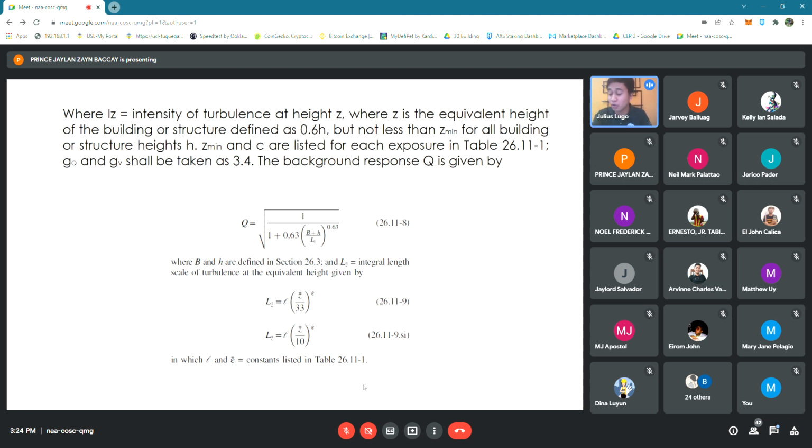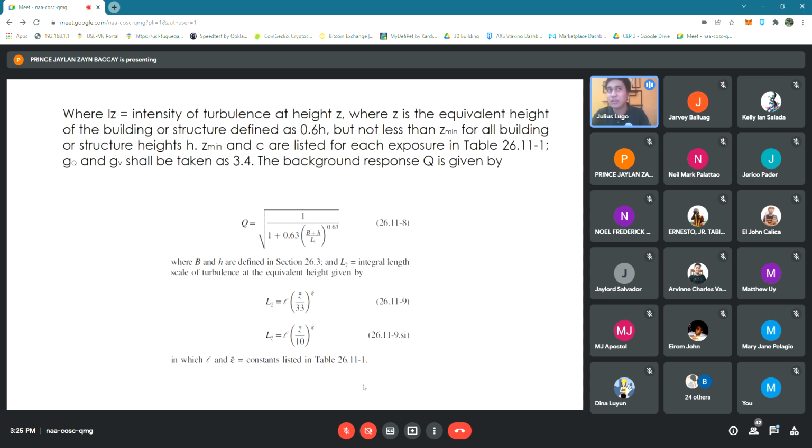Sobrang dami ng formula na branching siya. Hindi mo makukuha yung value na to pag hindi mo kinompute yung formula na ito. Tapos yung formula na yon, yung mga values doon, yung mga variables doon, may sarili yung formula. Okay? So, yun lang yung mahirap intindihin sa code natin.